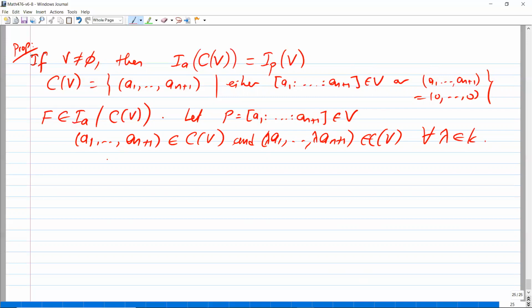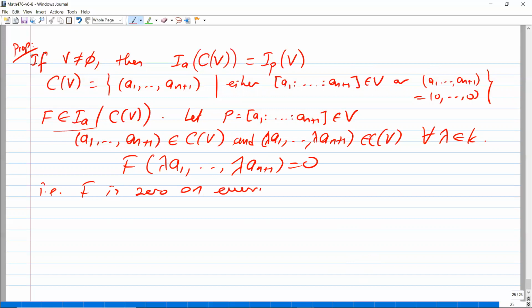So therefore, since F is in the ideal of CV, then lambda times A1, ..., lambda times A(n+1) must give 0. So that means F is 0 on every representative of P.